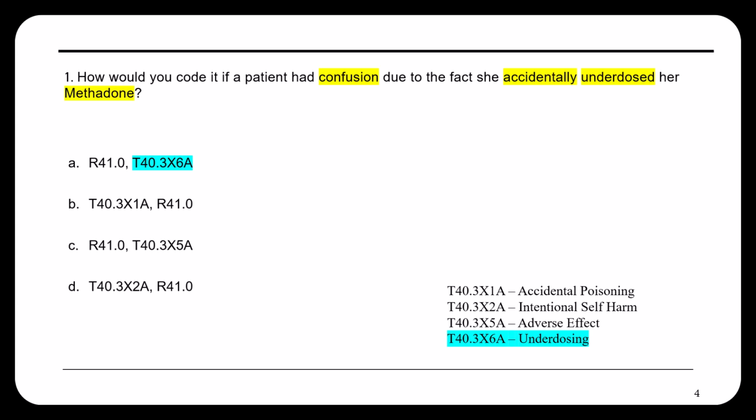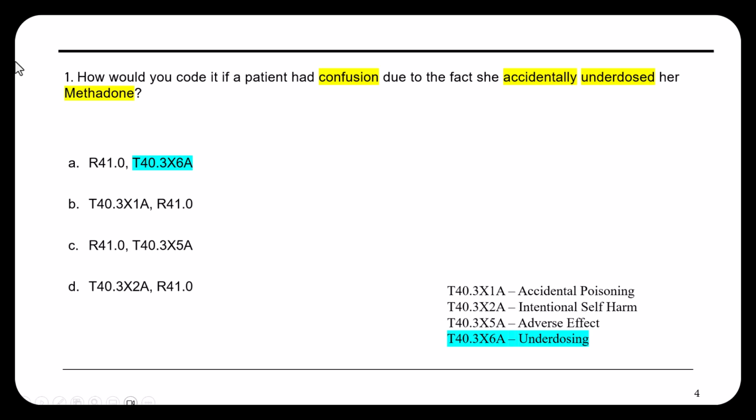Now, let me pose this to you, though. If you had one answer that was R41.0 and then the T code for the 3x6a, and then you had a second one that said T40.3x6a, then the R code, you would have to figure out the order of precedence. Which one would come in first? Well, this person's confused. That is definitely the symptom that you're looking for. And then after you get in there and they get evaluated, they figure out it was due to underdosing. So the R code would come first, the confusion. You wouldn't have the T code first.